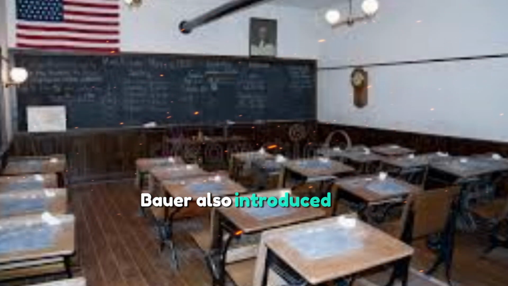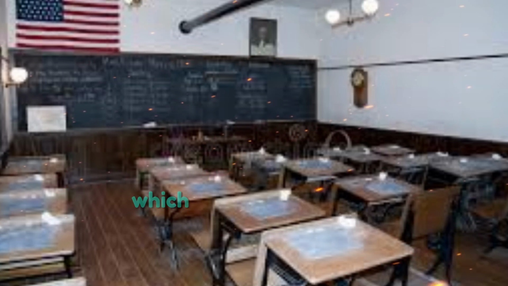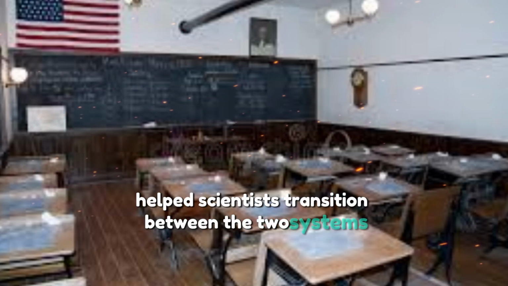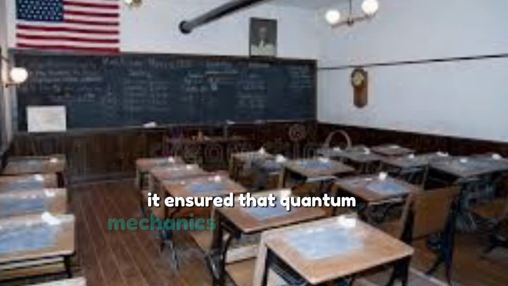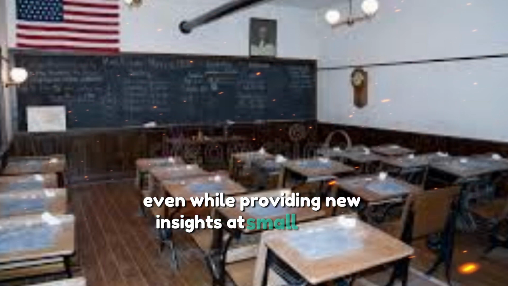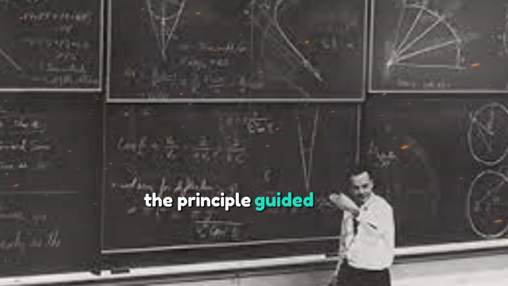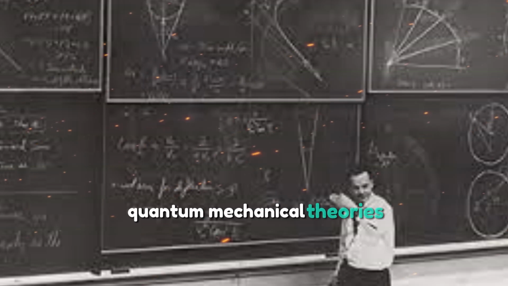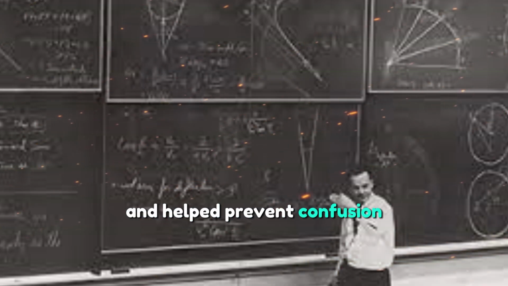Bohr also introduced the principle of correspondence, which stated that quantum theories must agree with classical physics in situations where classical physics is known to work. This principle helped scientists transition between the two systems. It ensured that quantum mechanics would not contradict classical results at large scales, even while providing new insights at small scales. The principle guided later physicists in developing more complete quantum mechanical theories and helped prevent confusion during this major shift in scientific thought.